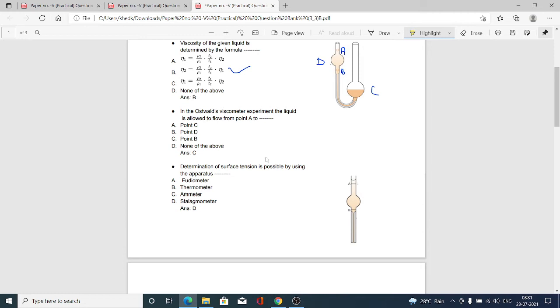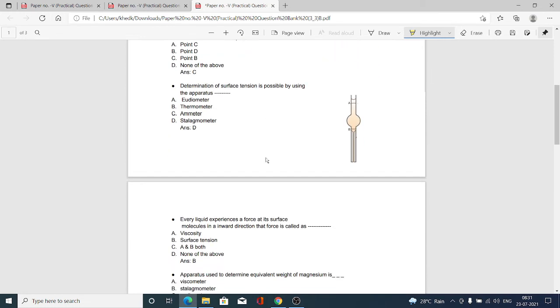Then the next experiment, that is the determination of surface tension by using stalagmometer.